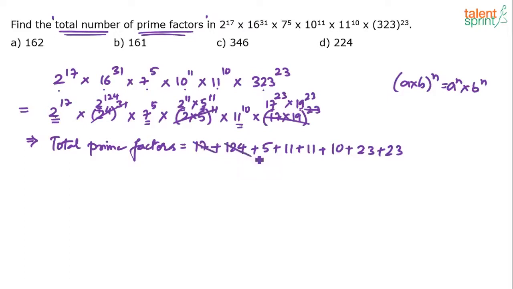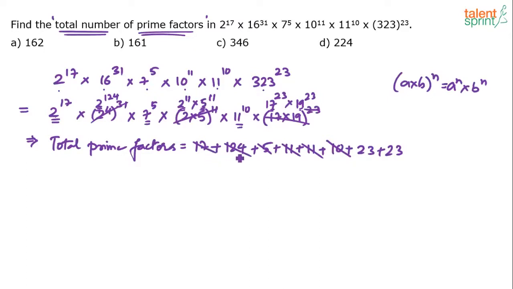So 17 plus 124 is 141, 146, 157, 169, 179 and 46. So 179 plus 6 is 185 plus 40 is 225. Why am I getting 225?